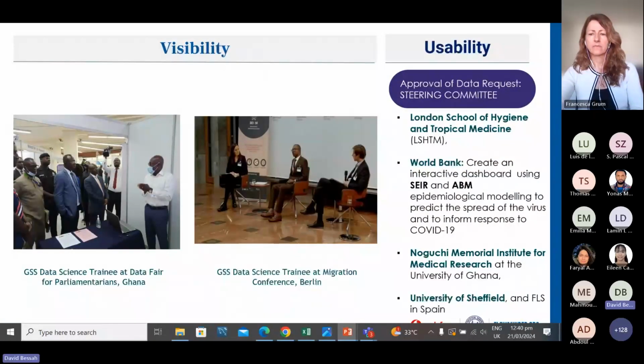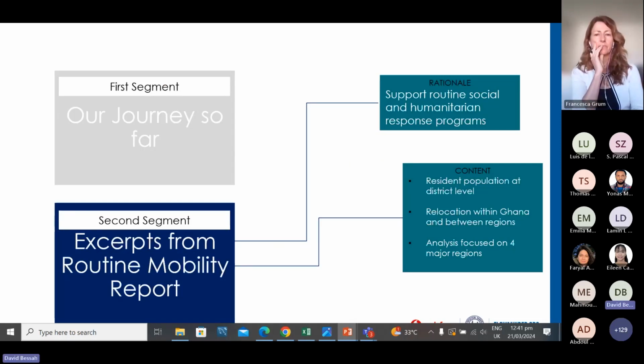And then we also realized, recognizing the need to showcase the novelty, we have taken advantage of data fairs and other platforms to share insights from the CDR. And so we've had the opportunity to participate in a data fair for parliamentarians and also at conferences outside Ghana. In terms of usability, there were about 4 big institutions that had expressed interest to use the CDR data, which the steering committee had to approve. So in the second segment, we will look at excerpts from one of the outputs from the CDR data.